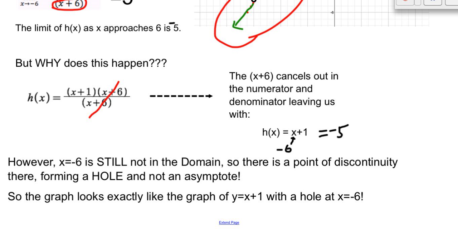So x equals -6 is still not in the domain, because even though we canceled it out in our original function, it was still there. So there's a point of discontinuity there forming a hole and not an asymptote. So the graph looks exactly like the graph of y equals x plus 1 with a hole at x equals -6. That's it. End of story.